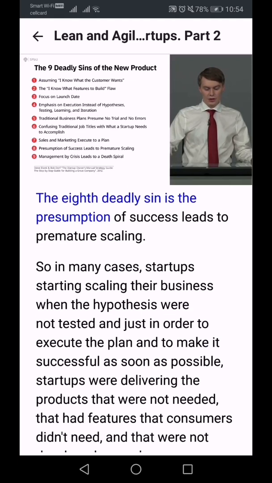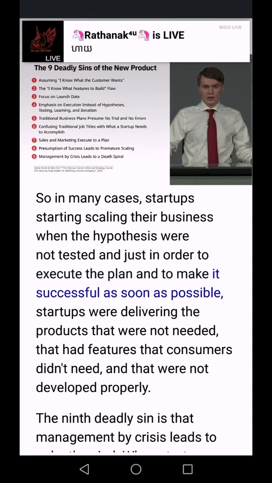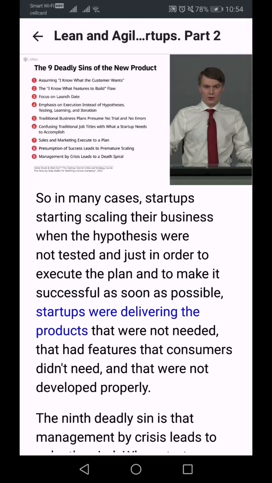The eighth deadly sin is the presumption of success leads to premature scaling. So in many cases, startups start scaling their business when the hypotheses were not tested, just in order to execute the plan and to make it successful as soon as possible. Startups were delivering products that were not needed, that had features that consumers didn't need, and that were not developed properly.